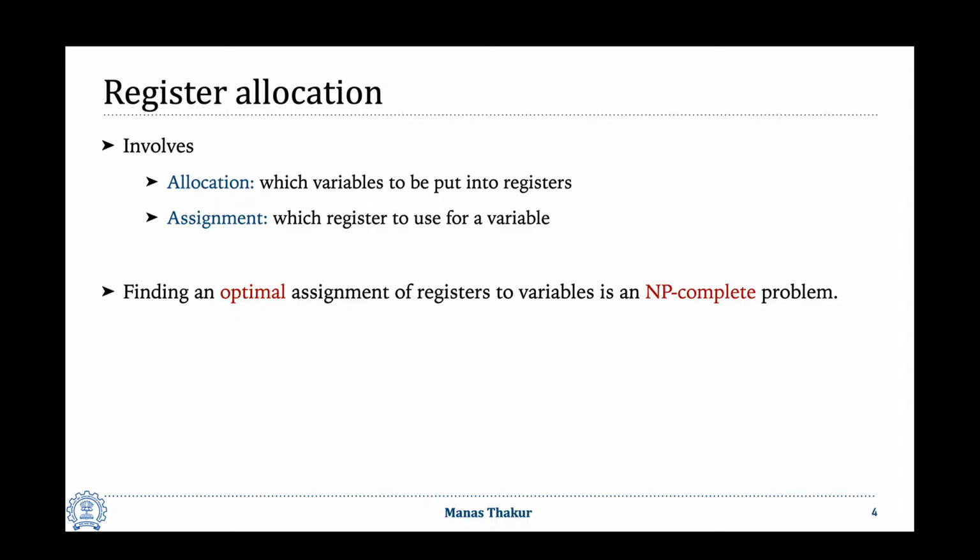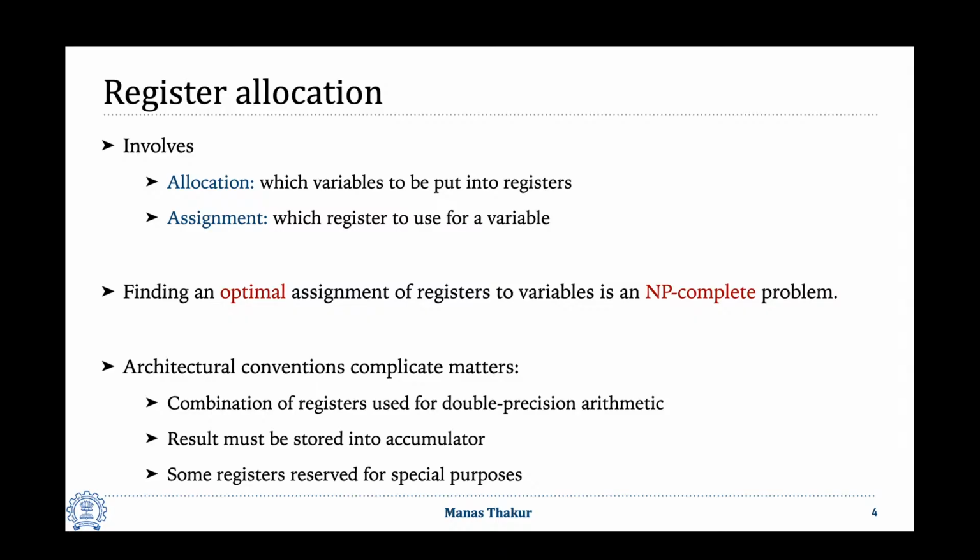And finding an optimal assignment of registers to variables is again an NP-complete problem, like almost everything in the backend, which means you may have to make conservative estimates. You may not be able to come up with the best solution, but we will try to come up with a good solution, right?